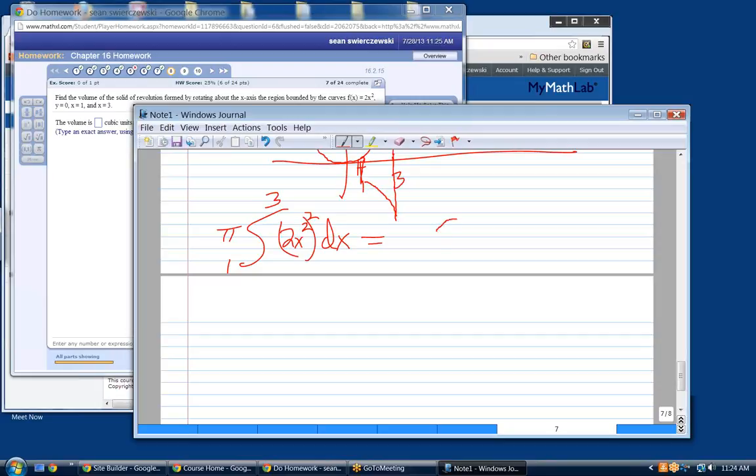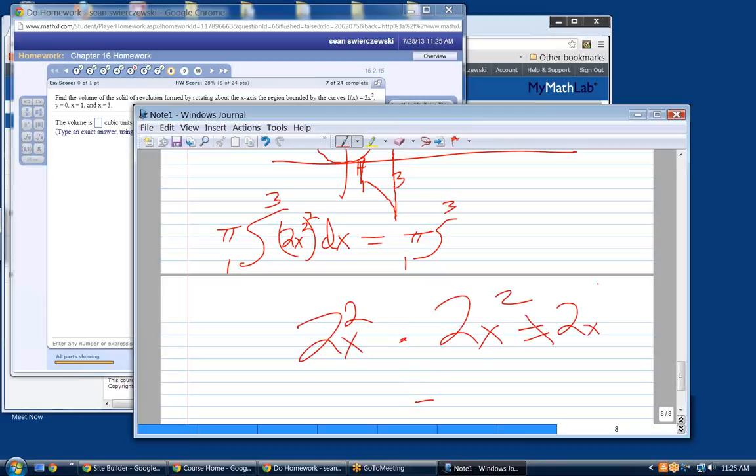So help me simplify this more and integrate it. Okay, so 2x to the 4th, which would make it... Be careful what you're doing there. Remember what this is. This is 2x squared times 2x squared, which is not equal to 2x to the 4th. You have to multiply the 2's together also. Oh, 4x to the 4th? Uh-huh.